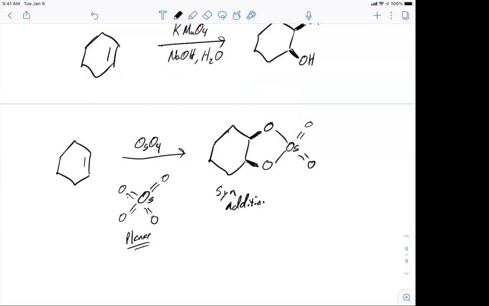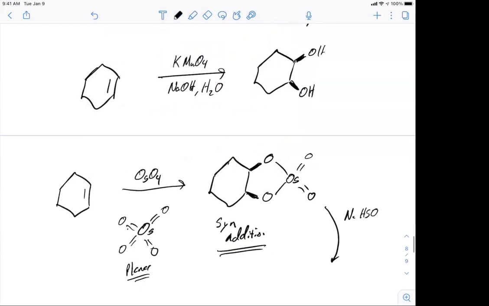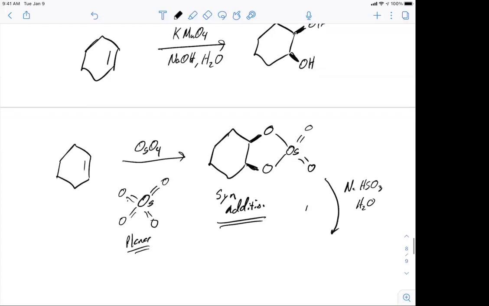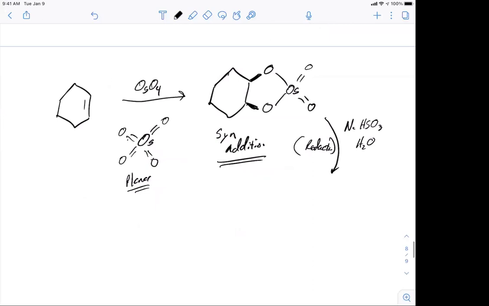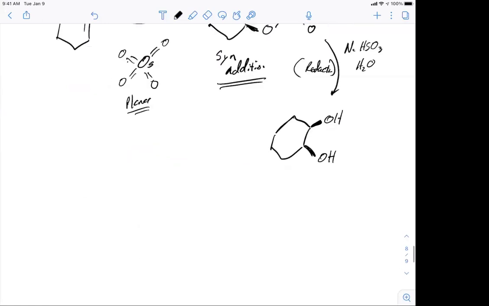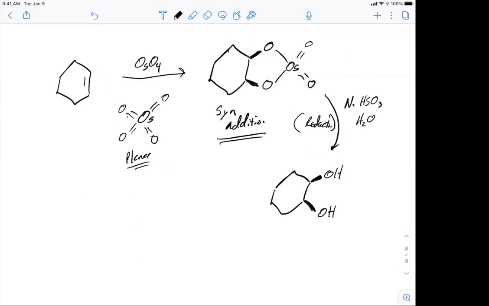This is the step that determines the overall stereochemistry. Then we get a reduction, so that's what the sodium hydrosulfite is. Right, and what that does is then get us to the final product. Right, so the syn addition is what gets us there.